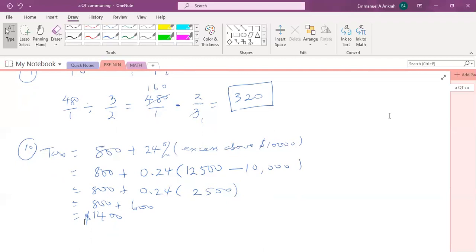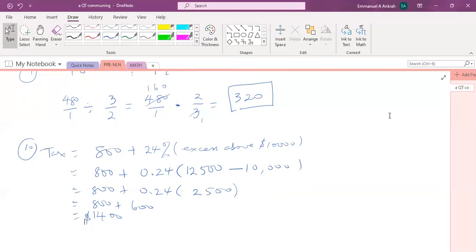Number 11, you should be able to do that, change into decimal. Divide 7 into 3. You can use a calculator as well. Number 12, you should be able to do prime number. What prime number lies between 95 and 100? A prime number is a number that has only two factors, one and itself. So that should be fine.